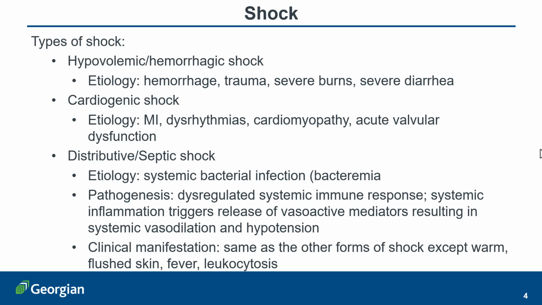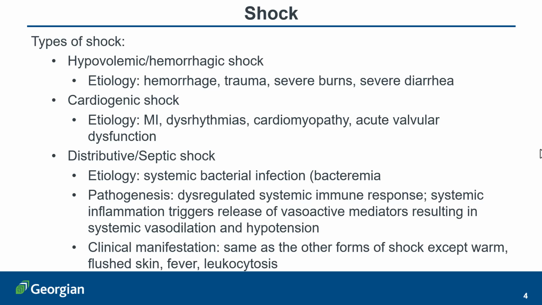Another type of shock is cardiogenic shock, and cardiogenic shock is when the functioning of the heart has declined, whereby the actual cardiac output of the heart has decreased significantly. That could, for example, occur post-MI, post various serious arrhythmias, after cardiomyopathy, for example, hypertrophic or dilated cardiomyopathy, and in acute valvular dysfunction. In this case, the heart is just not pumping properly. The ventricles are not contracting properly. Cardiac output is going to decline significantly.